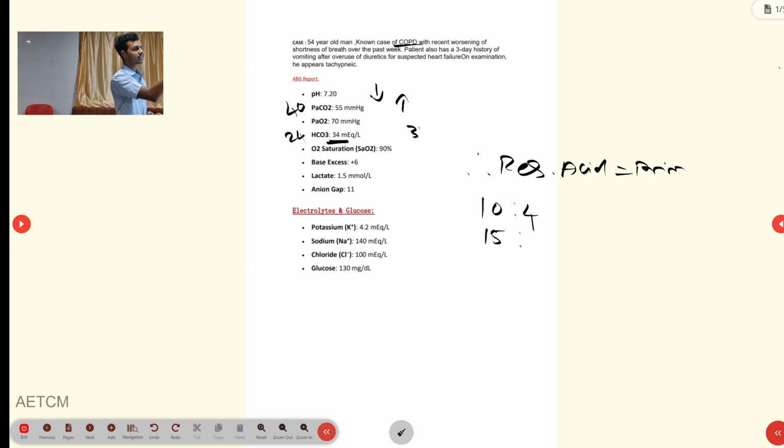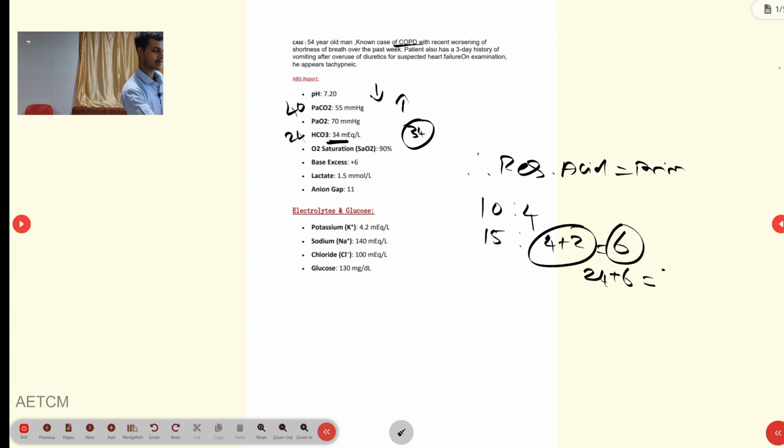Here it is 34, but based on your calculation, how much HCO3 are you expecting? If there is a 15 difference, for 10 it is 4, for 5 you can add 2, so 6 should be there. So 24 plus 6, you are expecting the HCO3 level at 30. The expected HCO3 level is 30, but in this ABG you can see the value is 34.